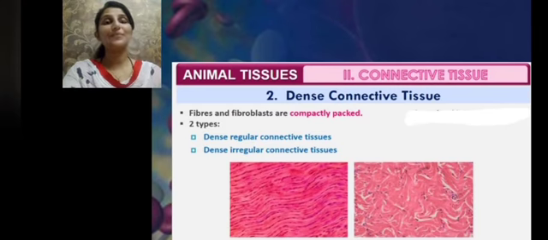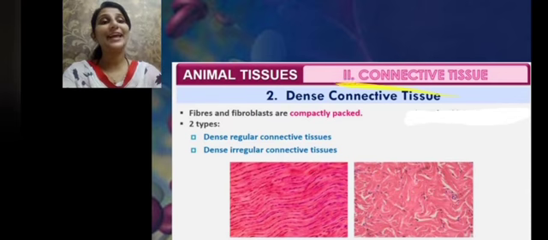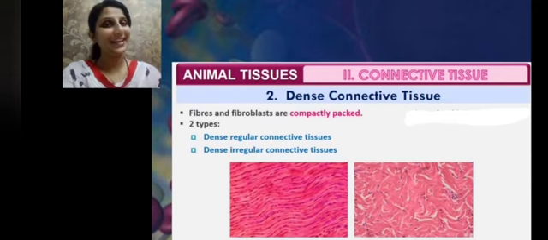The next type of connective tissue is dense connective tissue. In this type of tissue, inside the matrix, the cells and fibers are compactly arranged. They are compactly arranged in the matrix, and hence the name dense connective tissue. They are of two types, dense regular connective tissue and dense irregular connective tissue.